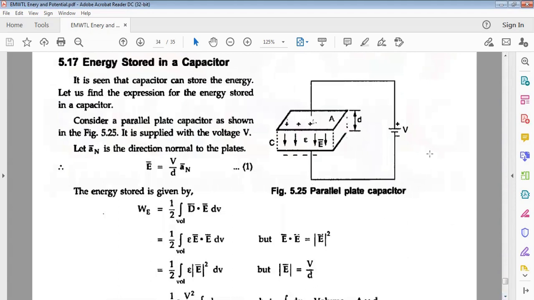And the last topic in the 3rd unit, my dear students, the last topic in the 3rd unit: energy stored in a capacitor.